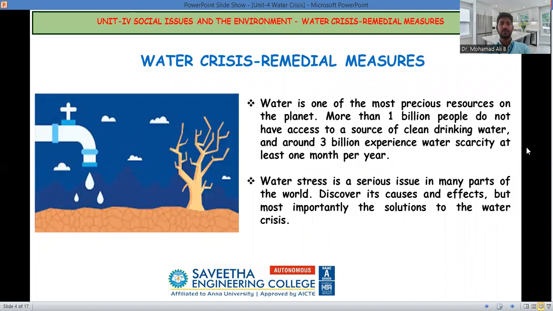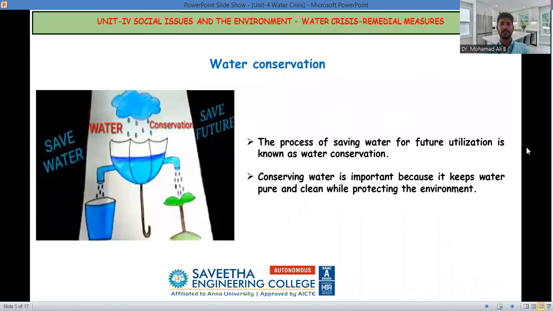So first of all, we have to know what is meant by water crisis. Water is one of the most precious resources on the planet. More than 1 billion people do not have access to a source of clean drinking water, and around 3 billion experience water scarcity at least 1 month per year. Water stress is a serious issue in many parts of the world. Discover its causes and effects, but most importantly, the solution to the water crisis.